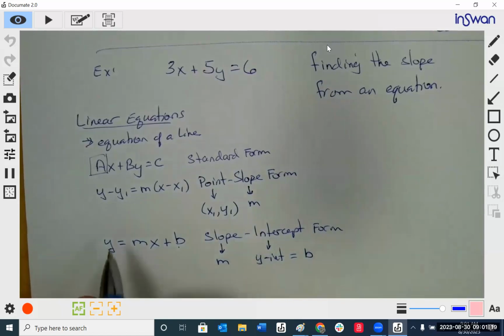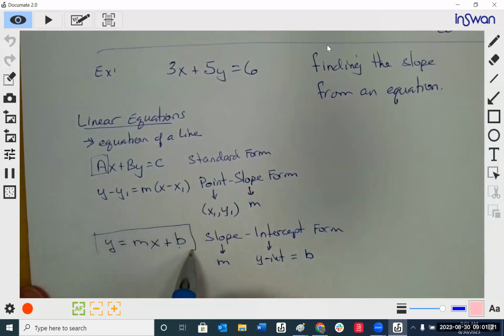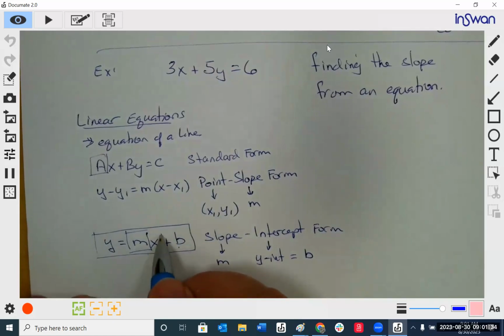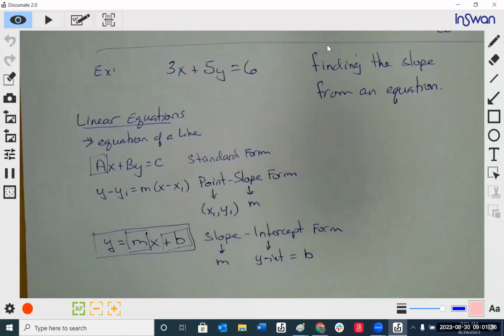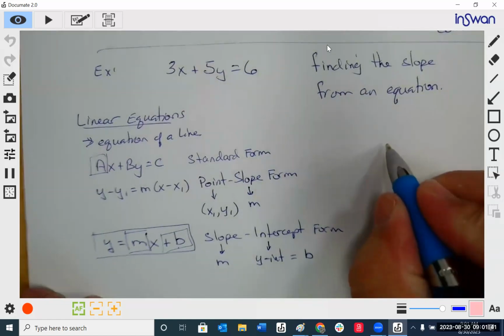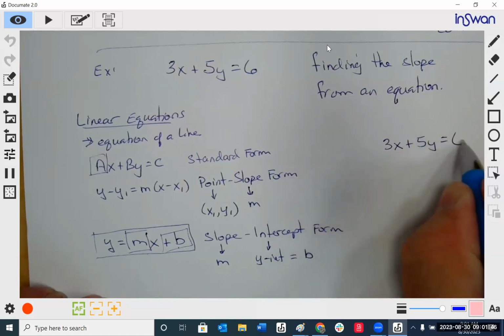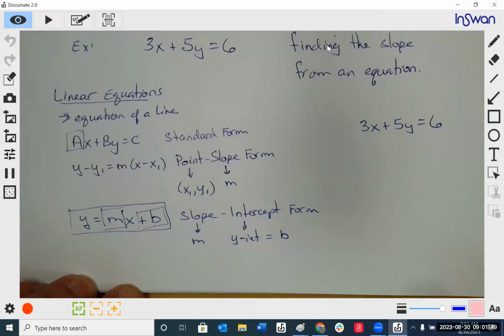In other words, this is the one we'll be using more than anything. Because once you can put it in this form, solve for y, whatever is in front of your x, that's your slope. Whatever number is by itself, that's your y-intercept. So let's go ahead and solve for this one. Solve for y.